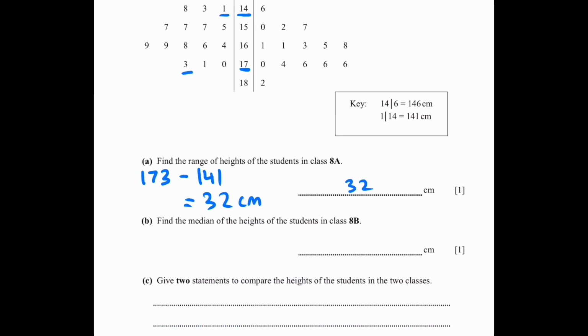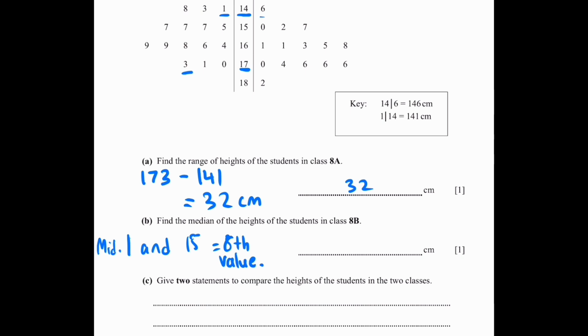B. Find the median of the heights of the students in class 8B. This time we have to consider this side. The median is the middle value. What is the middle number of 1 and 15? Since there are two numbers, find the mean. 15 plus 1 is 16, and 16 divided by 2 is 8. So the middle of 1 and 15 is 8. So the 8th value is the one we need to consider.